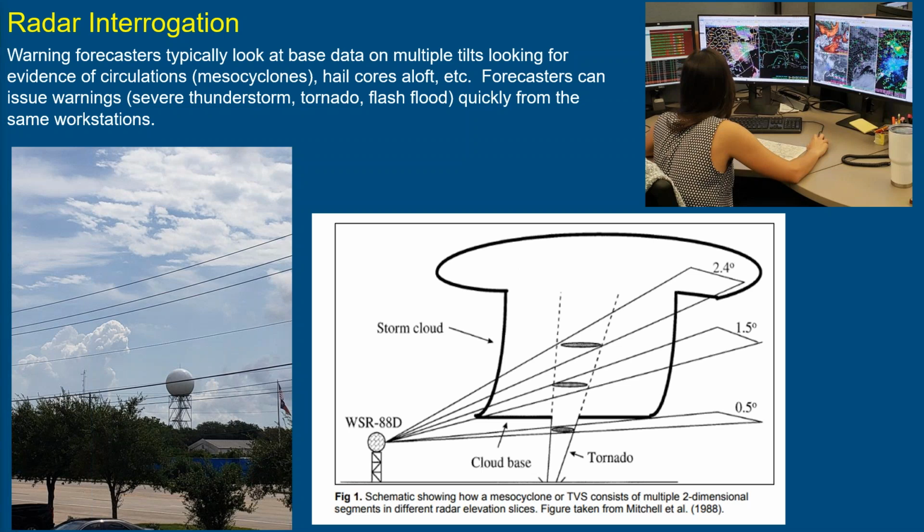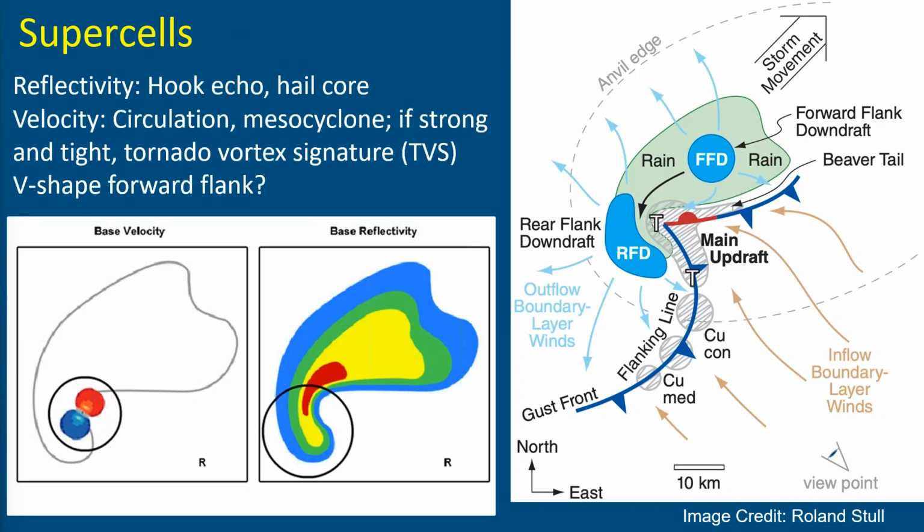So you can imagine if you have multiple storms, multiple hazards, flooding, hail, tornadoes, you've got several people engaged in putting these warnings out. All right, so let's get into some examples.